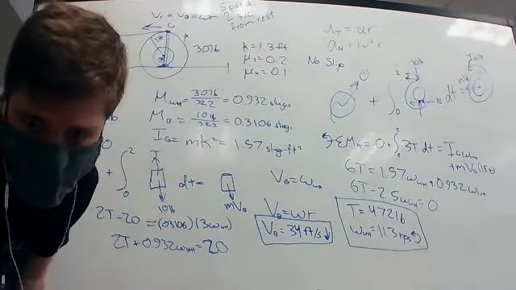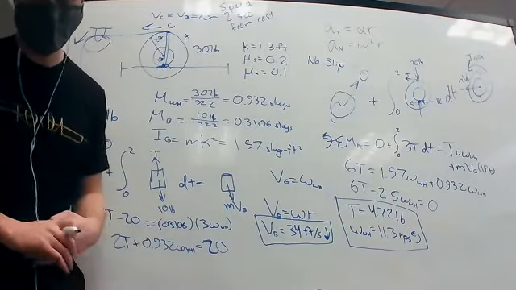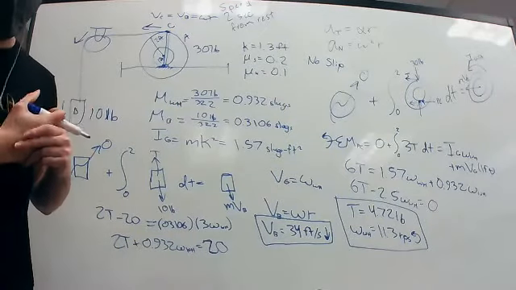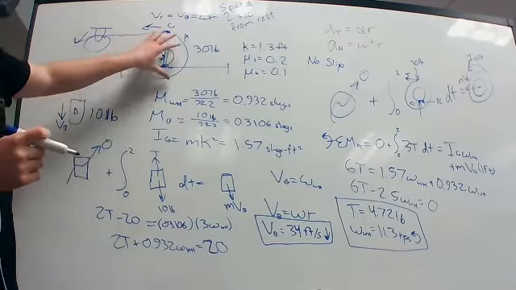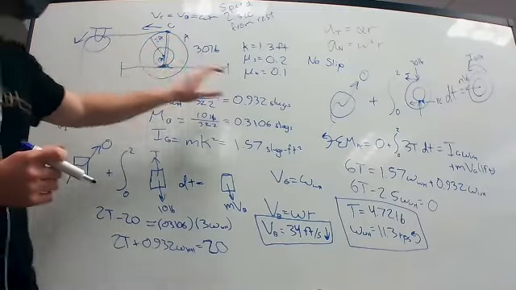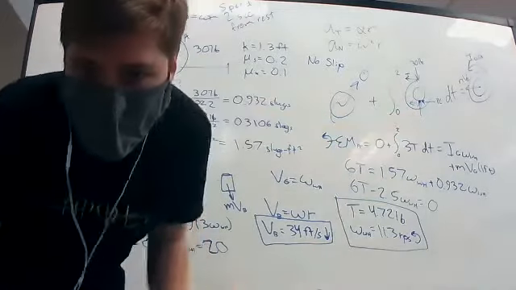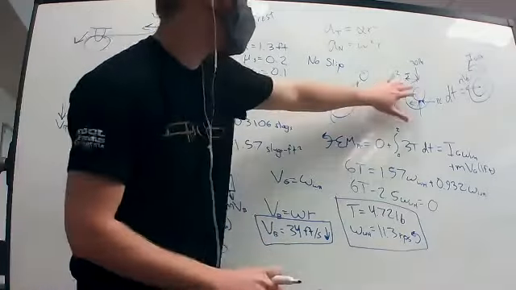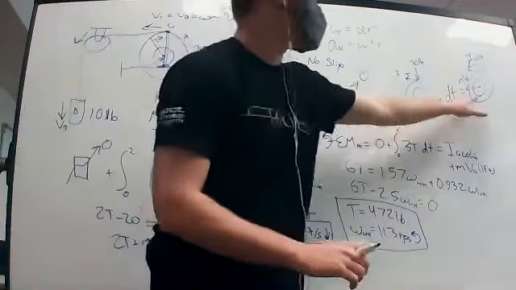And then the last thing we would need to do is check the no-slip assumption. So in order to do that, we would set up some of the forces in the x direction for this, where we would have the tension and the friction, and that would be equal to minus mvg.